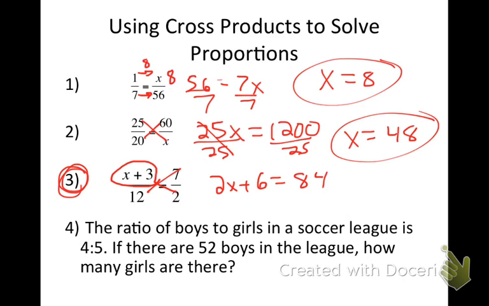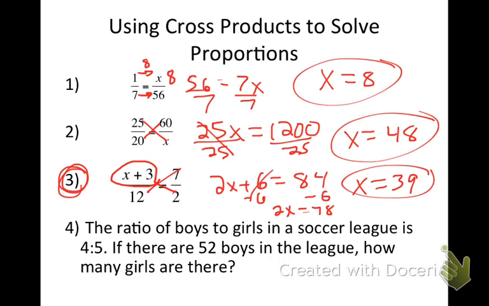Notice, I take the 2 times the x and the 2 times the 3. I have to do both of them. Now I can solve. Subtract the 6. 2x = 78, divide by 2. x comes out to equal 39. Again, understanding that you have to distribute on a problem like that is key.